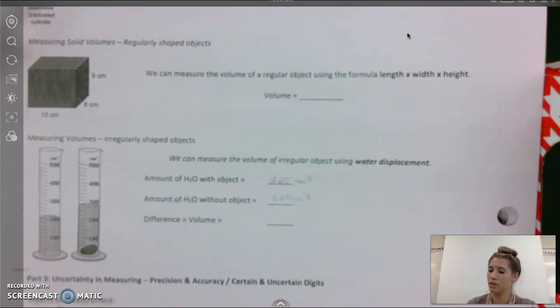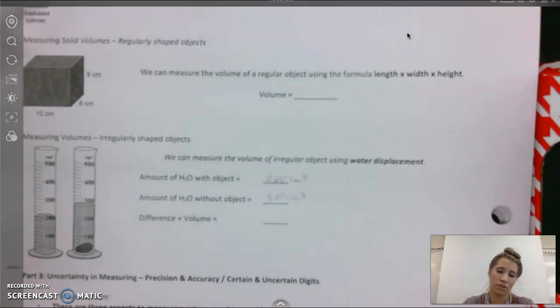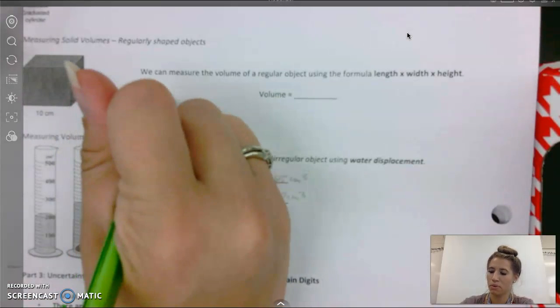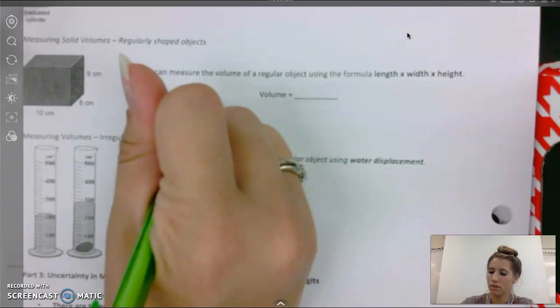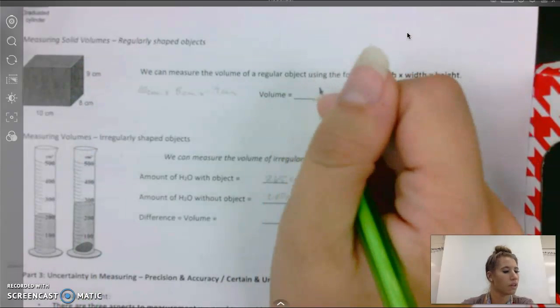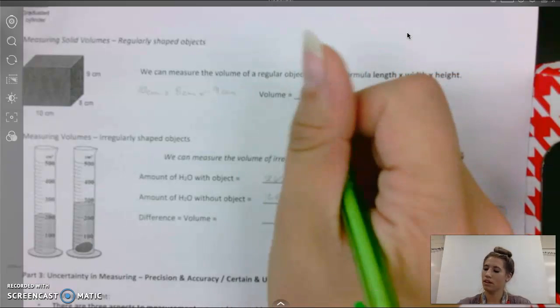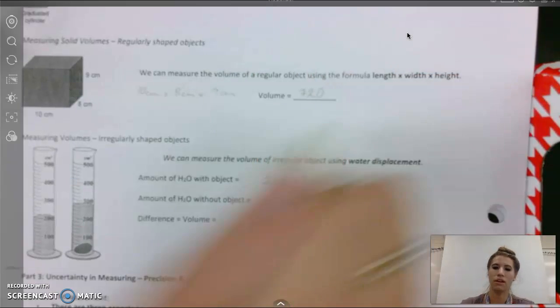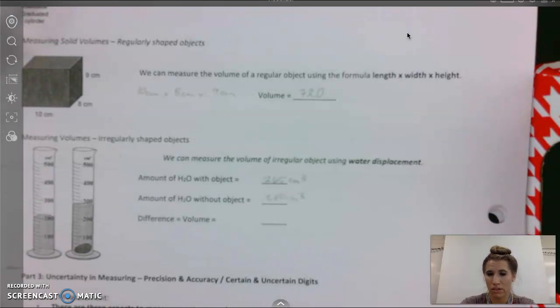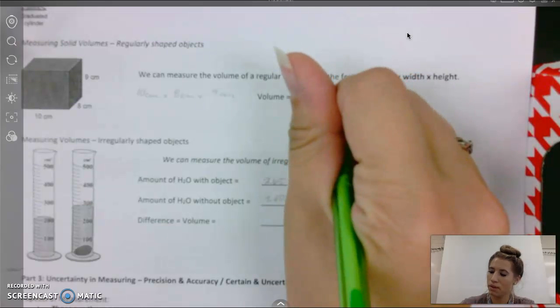Now, geometrically, we can solve for volume. If it's a cube or a rectangle, then we can do base times width times height. So if I take 10 centimeters, multiply that by 8 centimeters, and multiply that by 9 centimeters, I end with 720, but 720 what? What are my units? Since I'm multiplying, the units will multiply as well, so it's centimeters times centimeters times centimeters, or cubic centimeters.